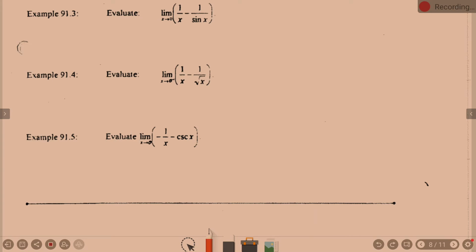Well, what happens if we put 0 in? You get 1 over 0 minus 1 over 0. Officially, 1 over 0 is often defined as infinity. So it actually comes out to be infinity minus infinity.